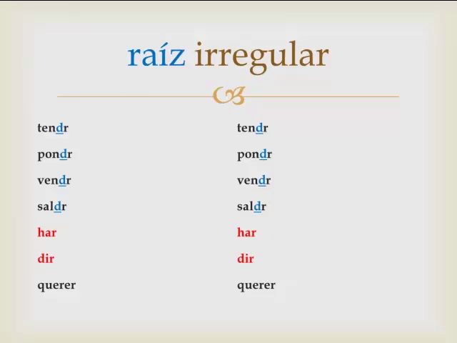And then querer is going to be a little different between the two. You can see the stems on the left are the same as the stems on the right, except for this very last one, querer, to want. In the case of the future, you're going to remove the E and have a double R in the stem. In the case of the conditional, you're only going to have one R. If you were to put them all in the future, for example: tendré, pondré, vendré, saldré, haré, diré, querré.